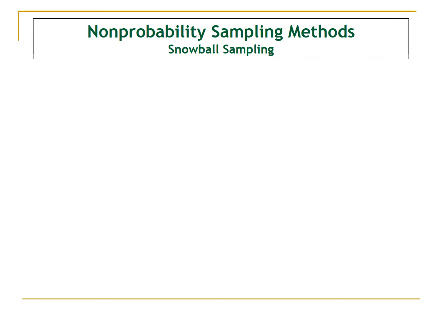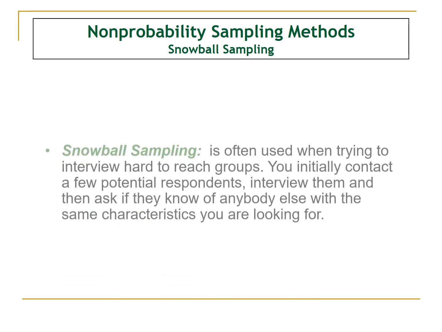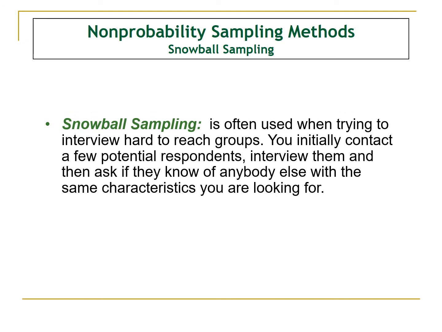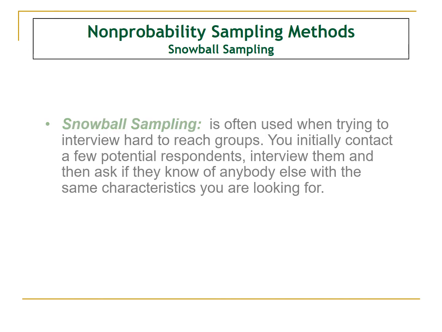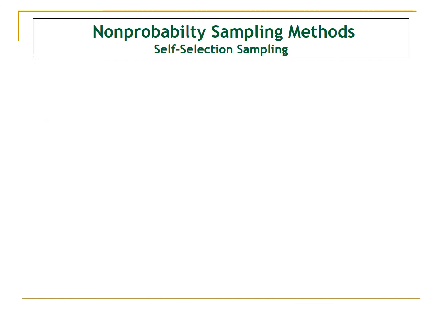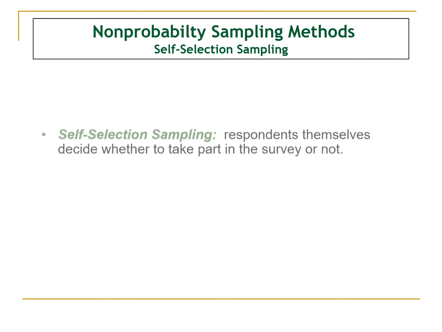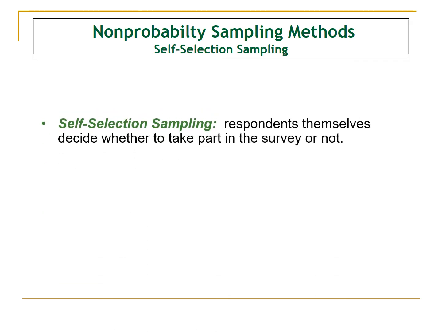Another non-probability sampling method is the snowball sampling. Snowball sampling is often used when trying to interview hard-to-reach groups. You initially contact a few potential respondents, interview them, and then ask if they know of anybody else with the same characteristics you are looking for. And the last non-probability sampling method that will be discussed is the self-selection sampling. In self-selection sampling, respondents themselves decide whether to take part in the survey or not.